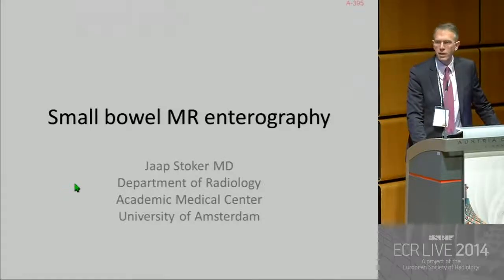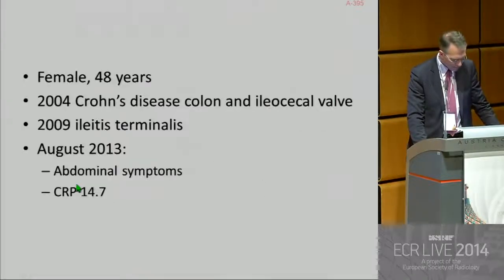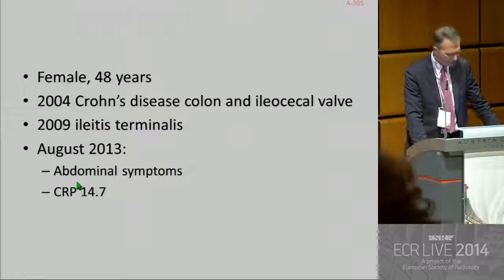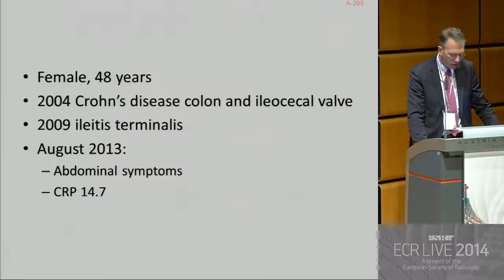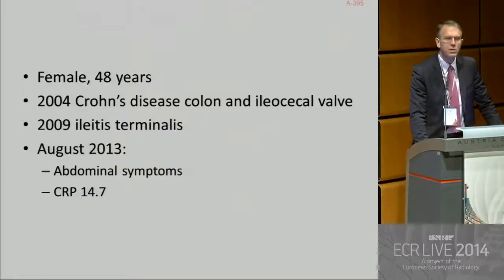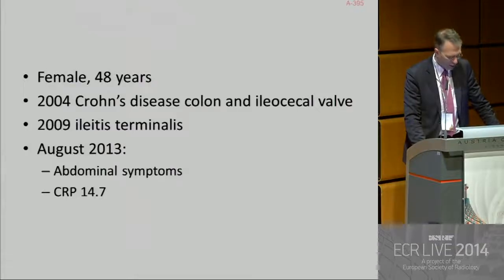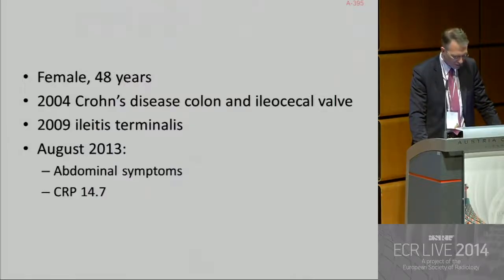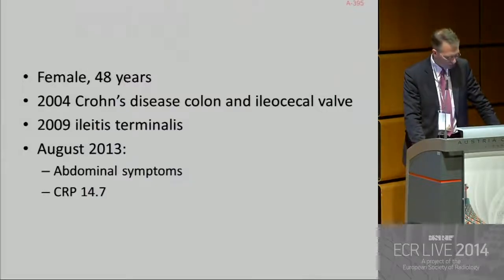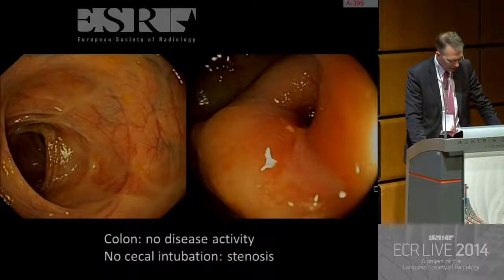Okay, to start with the first case. It's a female, 48 years. She has Crohn's disease of the colon and ileocecal valves since 2004. In 2009, an ileitis terminalis, so terminal ileum involvement. And in August last year, she had abdominal symptoms and her CRP was 14.7.